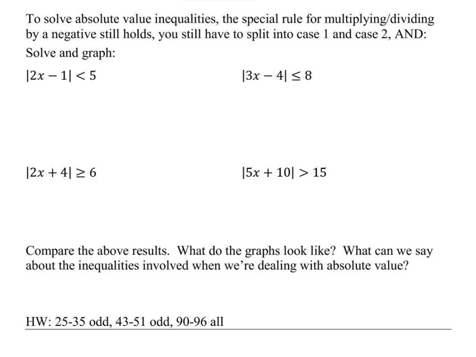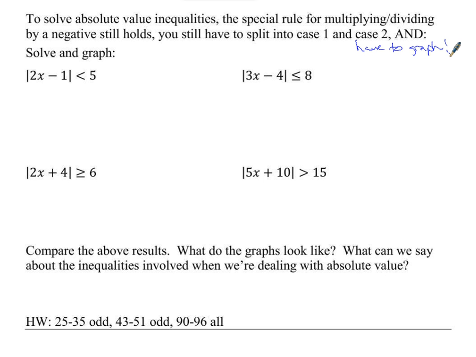To solve absolute value inequalities, the special rule for multiplying and dividing by a negative still holds. You still have to split into case 1 and case 2, and you also have to graph. From the graph, you might determine that there actually is no solution. So it is possible to come up with no solution in this case. I'm going to show you that.